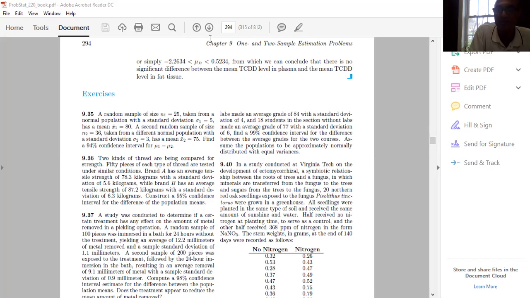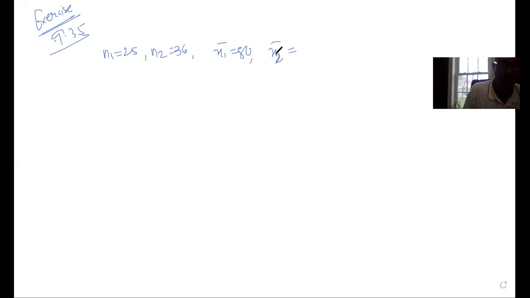So again, z-score. Okay guys, just keep this thing in mind. And I would like to share my whiteboard to solve this example. So example 9.35 says that a random sample of size n1 equal to 25. So for the 9.35 exercise, I would say that n1 equal to 25, then n2 equal to 36. I have x1 bar equal to 80. If you read the example in the book, I have x2 bar that is equal to 75. I have my sigma 1 equal to 5, I have my sigma 2 equal to 3.